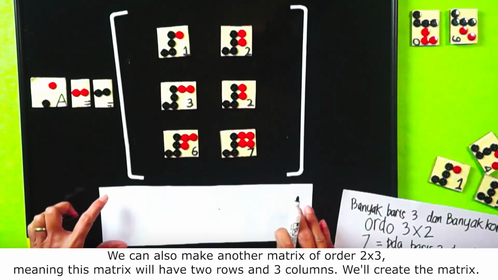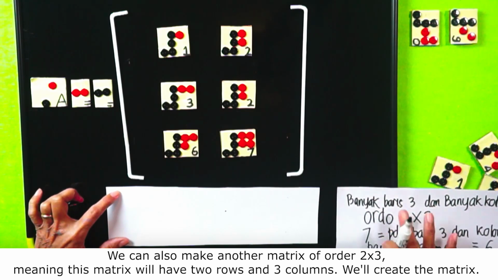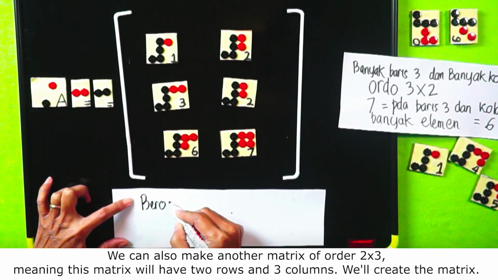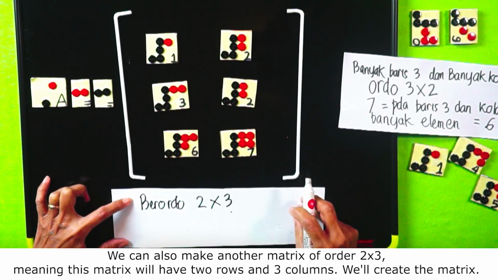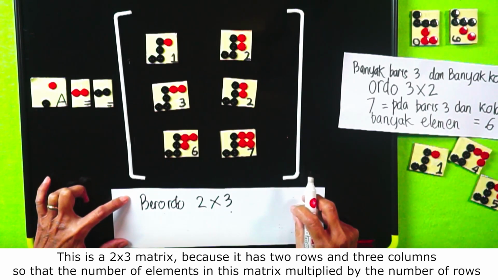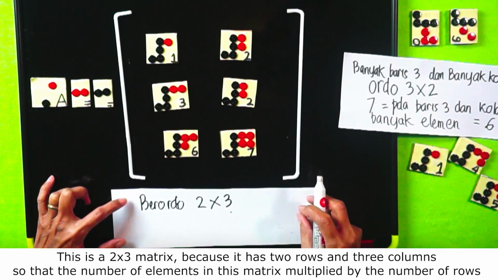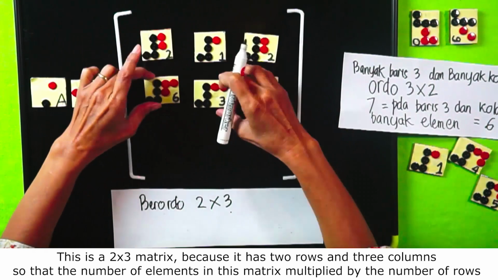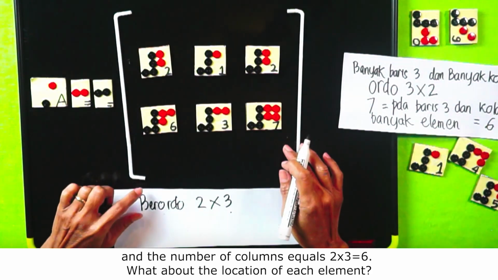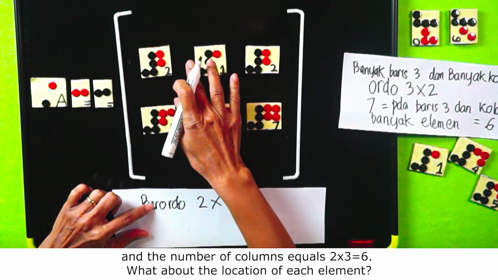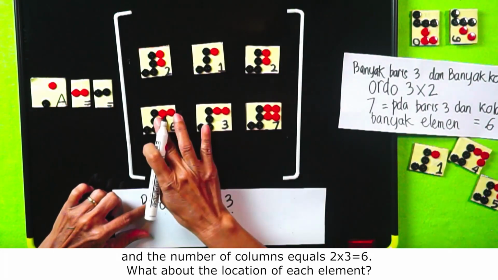We can also make another matrix of order 2 times 3, meaning this matrix will have 2 rows and 3 columns. We will create the matrix. This is a 2 times 3 matrix. Because it has 2 rows and 3 columns, the number of elements in this matrix is the number of rows multiplied by the number of columns, which equals 2 times 3 equals 6. What about the location of each element?